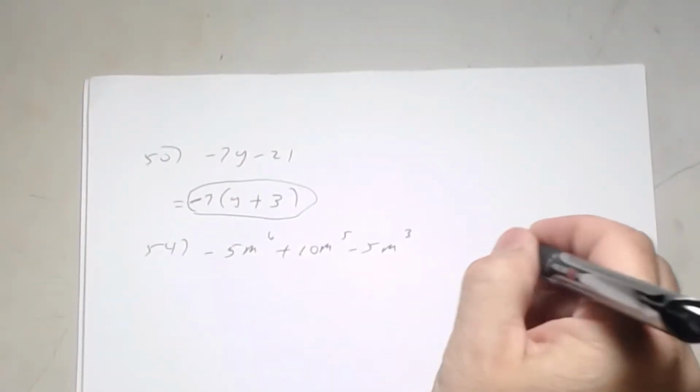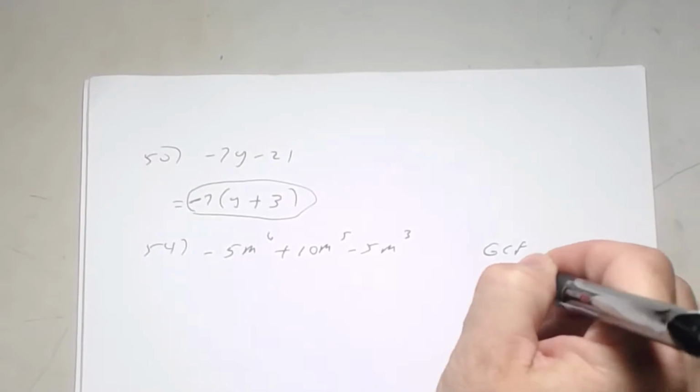Okay, so negative 5m to the 6th plus 10m to the 5th minus 5m cubed. Again, they want you to factor out a negative GCF. Negative 5? Okay, negative 5. But you still have to come up with the GCF. Negative 5m to the 3rd is the GCF.